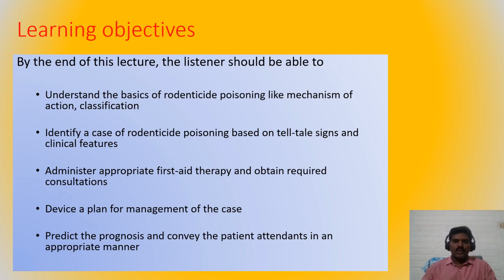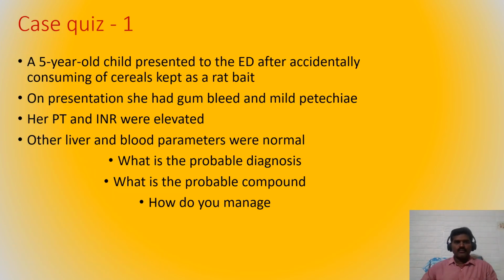Because with most rodenticide poisons, death is inevitable, whatever you do. So let's proceed with the case. Case 1: a 5-year-old child presented to the ED after accidentally consuming cereals kept as a rat bait. On presentation, the patient had gum bleed and there were mild petechiae over the body.